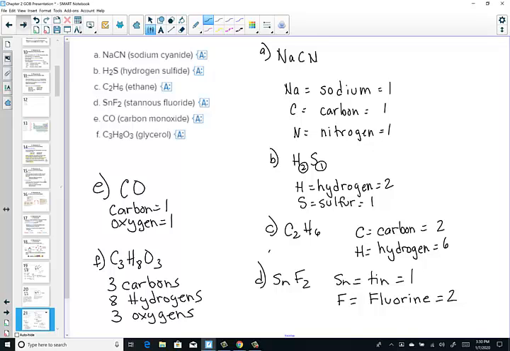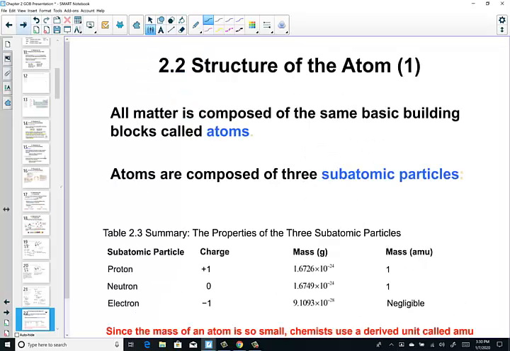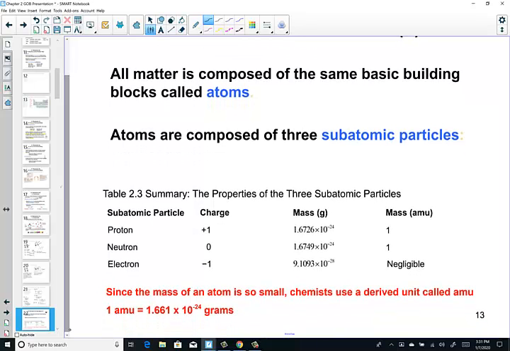Good work. Let's talk about how atoms are put together, the basic structure of an atom. We know that atoms are the basic building block of all of matter, and that atoms are composed of 3 subatomic particles. Those subatomic particles are known as the proton, the neutron, and the electron. The first of the 3 is called a proton. The second is called a neutron, and the third is called an electron.